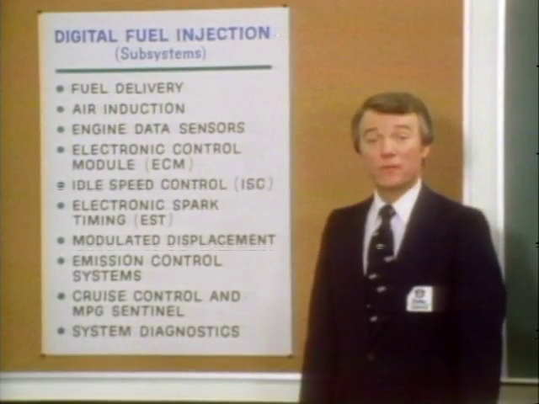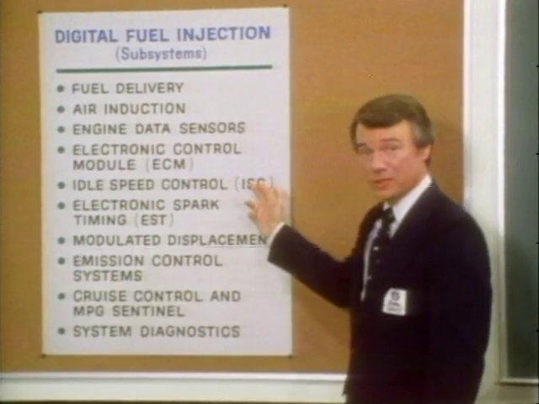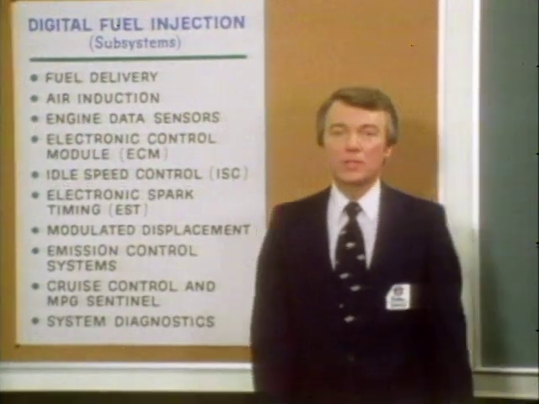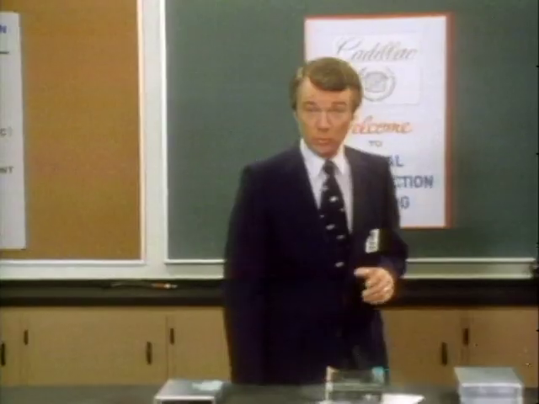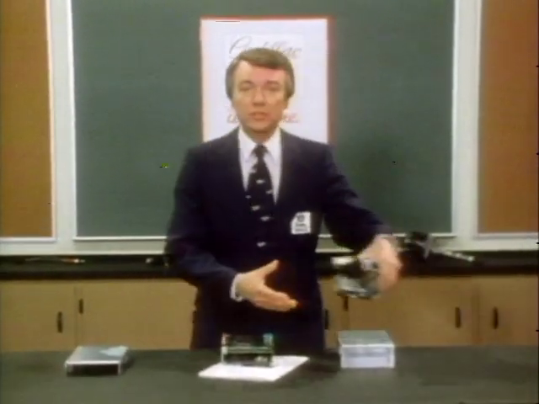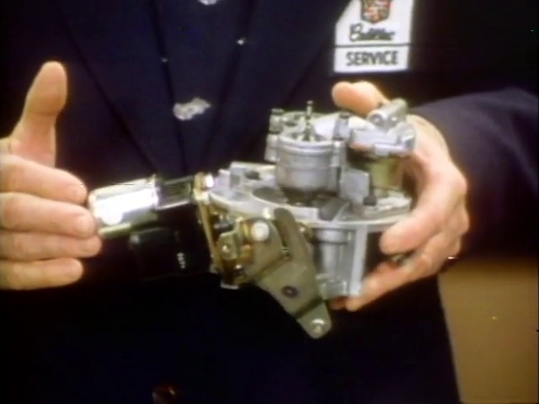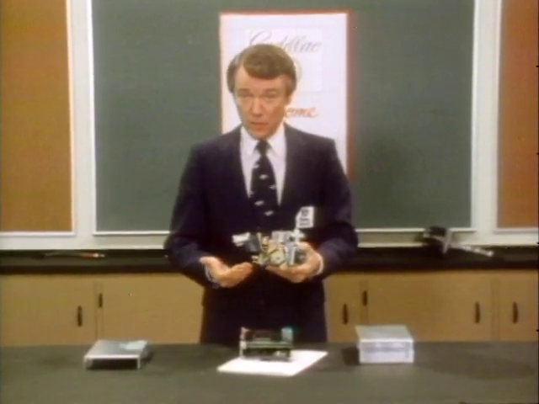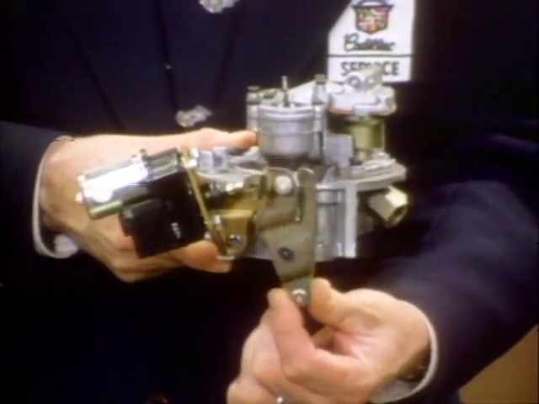Now we turn to two very important DFI subsystems: idle speed control, ISC, and electronic spark timing, EST. The purpose of idle speed control is to precisely control engine idle speed whenever the vehicle operator allows closed throttle operation. This is accomplished by means of the ISC actuator, a reversible DC motor-driven throttle control. This unit, mounted directly on the throttle body, acts as an idle or throttle stop to regulate throttle angle.